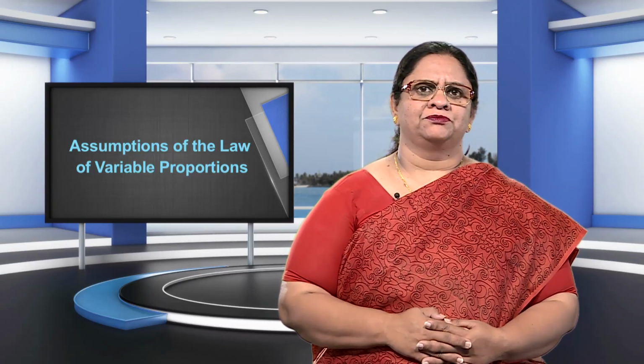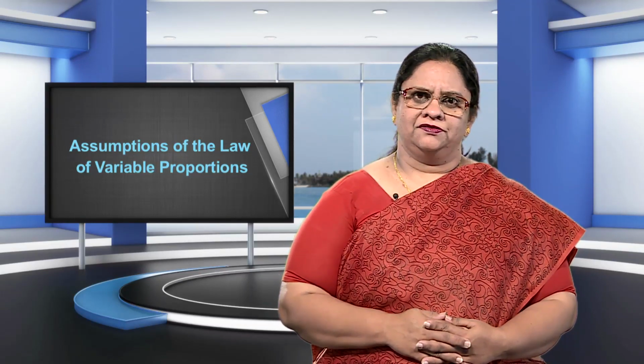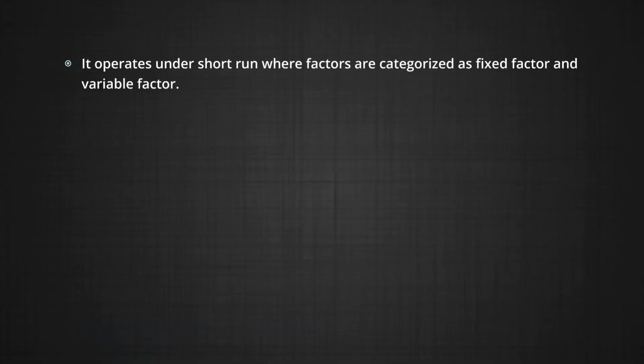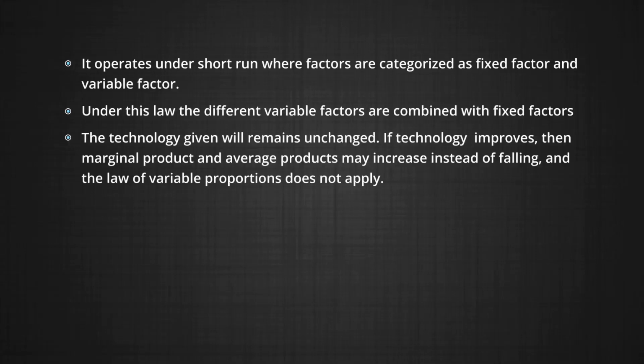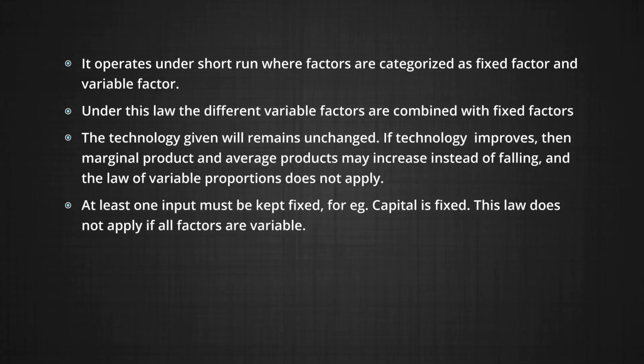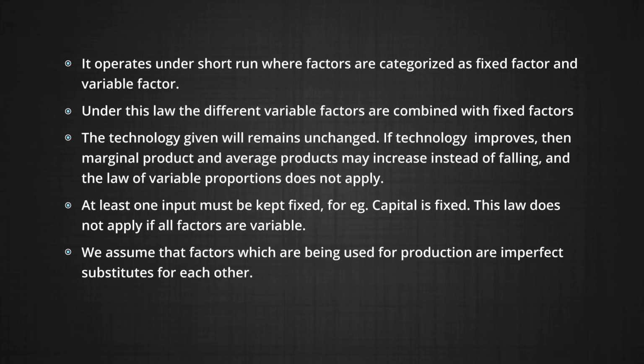Let us now list the assumptions of the law of variable proportions. First, it operates in the short run where factors are categorized as fixed and variable factors. Under this law, the different variable factors are combined with fixed factors. The technology given remains unchanged. If technology improves, then the marginal product and average product may increase instead of falling, and the law of variable proportions will not apply. At least one input must be kept fixed. For example, capital is fixed. This law does not apply if all factors are variable. We also assume that factors which are being used in production are imperfect substitutes for each other.